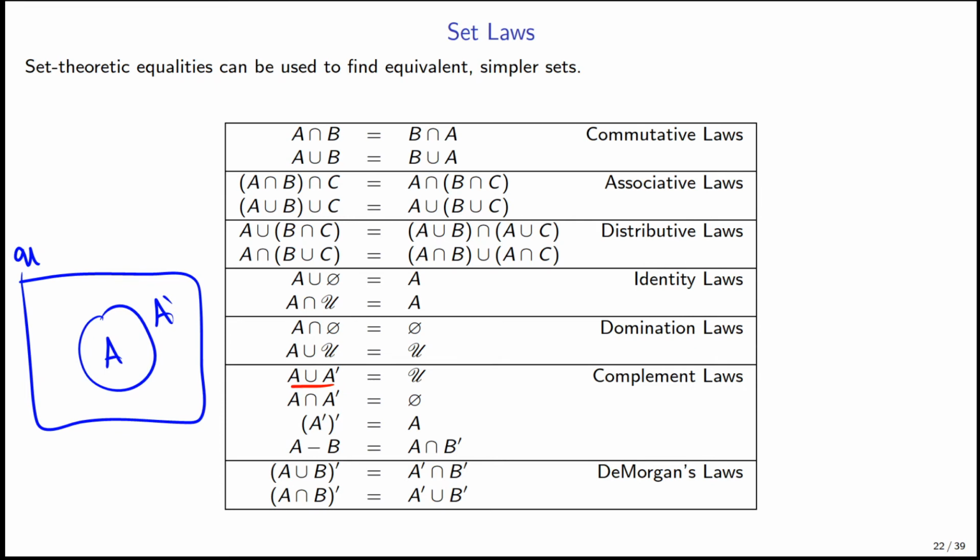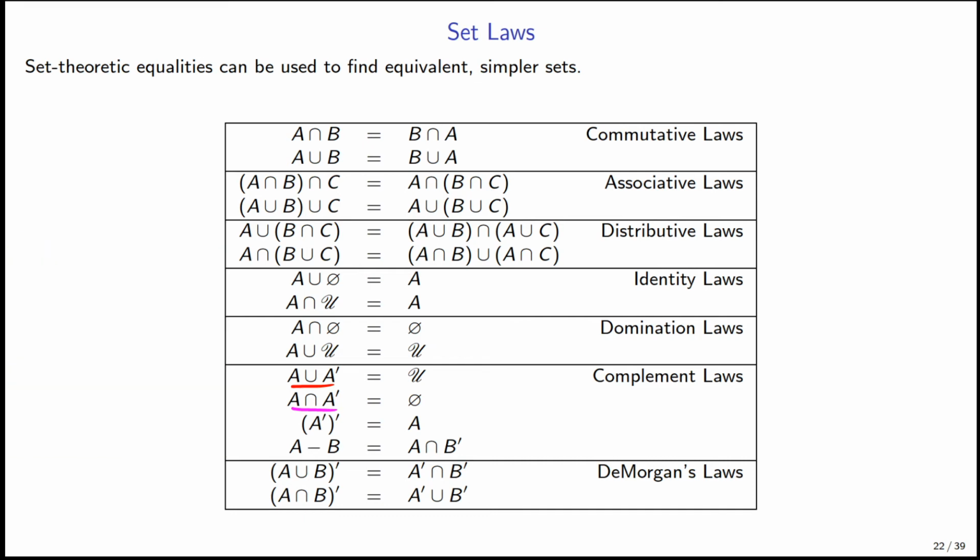Similarly, if I want to do A intersection A complement, that means I want things that are shared by both A and A complement. But by definition, everything in A complement is not in A, and everything in A is not in A complement. So we don't get anything. There's no shared elements between A and A complement because they're different things completely.